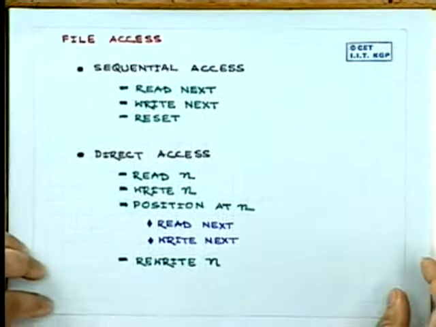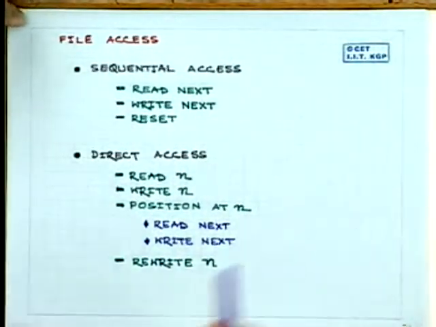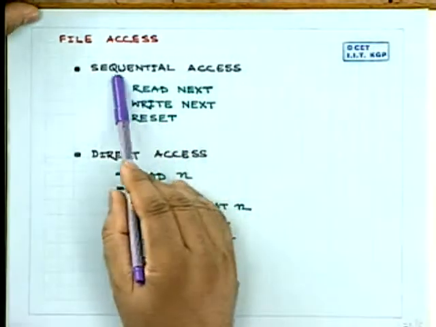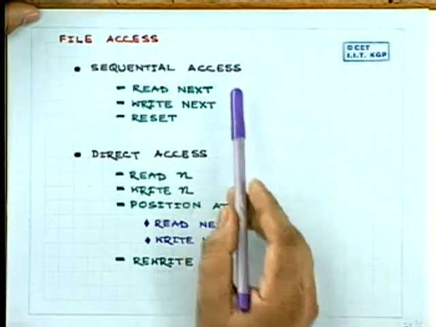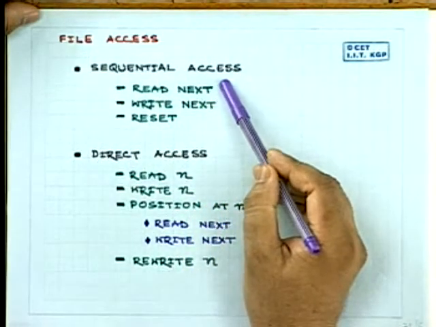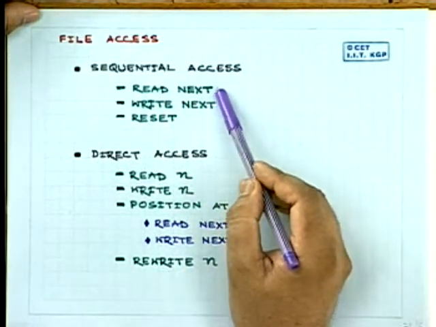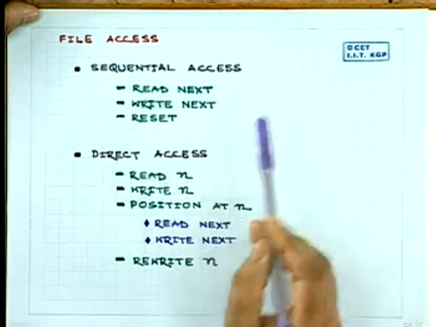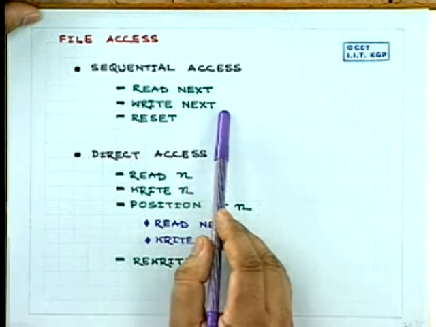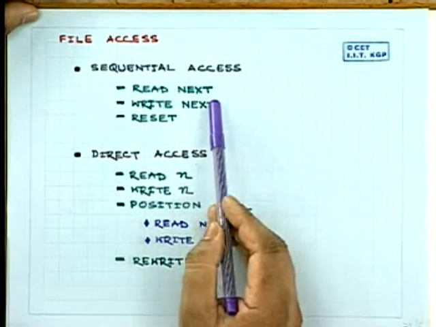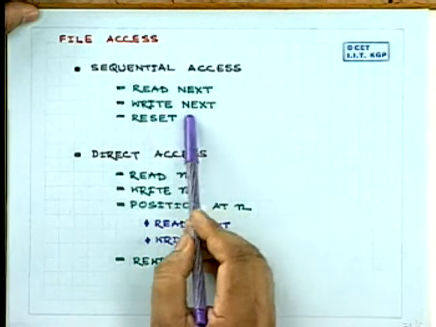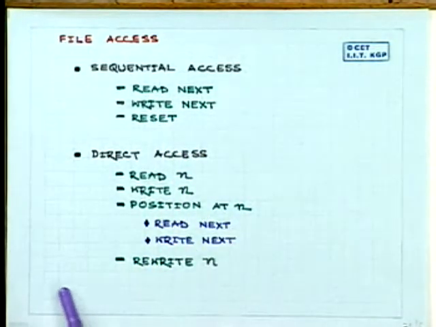The file accesses that we consider here generally are sequential access. That means read next in a file, read the next record, write the next record into the file, and reset. That means bring the reading or writing to the beginning of the file. That means the pointer, bring it back to the beginning of the file.